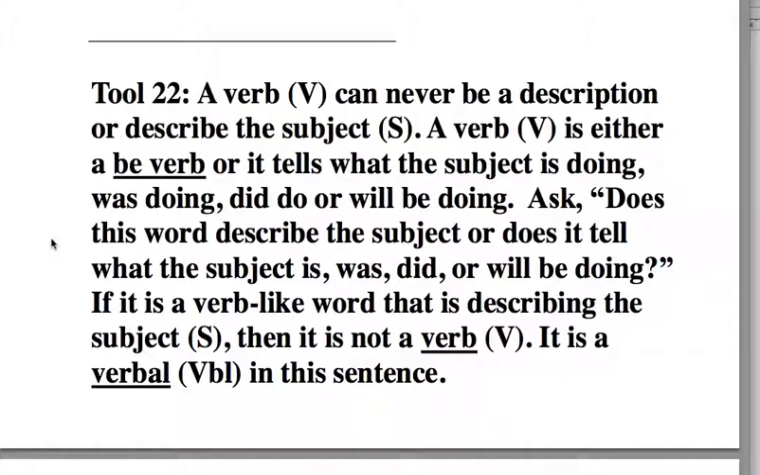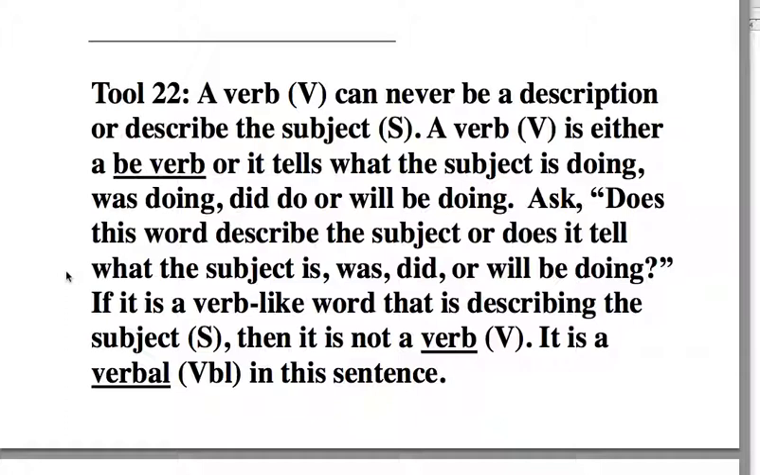Tool 22. A verb can never be a description or describe the subject. A verb is either a be verb or it tells what the subject is doing, was doing, did, or will be doing, what we call an action verb. Ask, does this word describe the subject or does it tell what the subject is, was, did, or will be doing? If it is a verb-like word that is describing the subject, then it is not a verb. It is a verbal in this sentence.